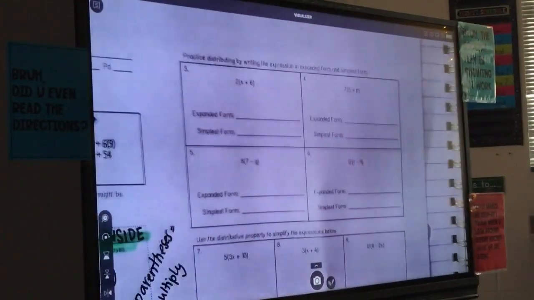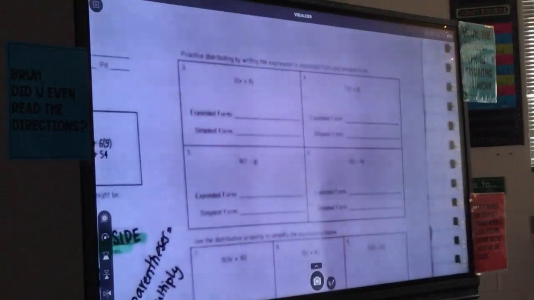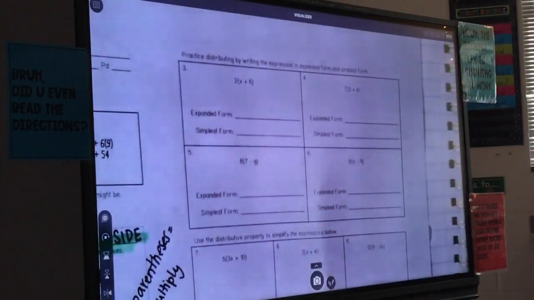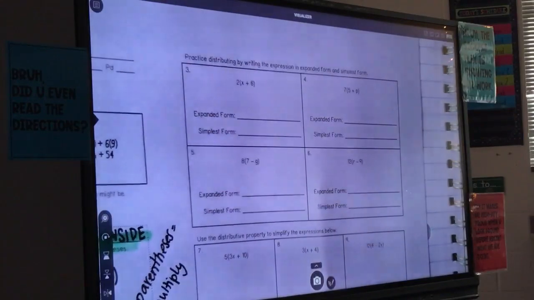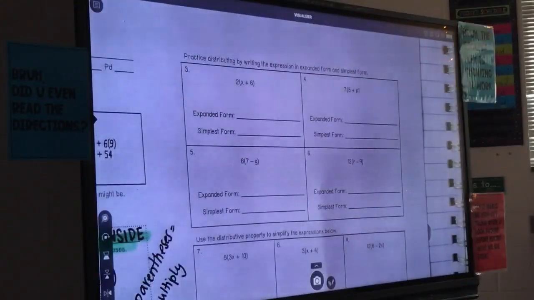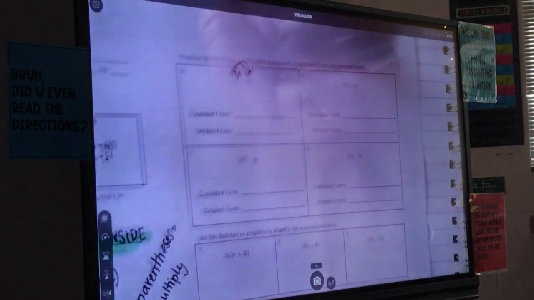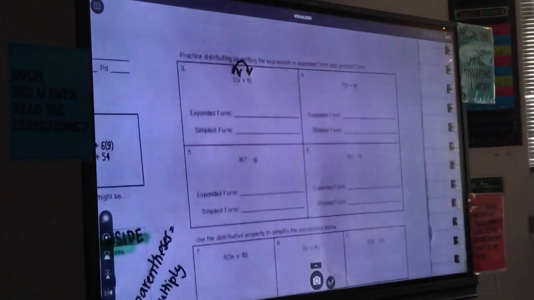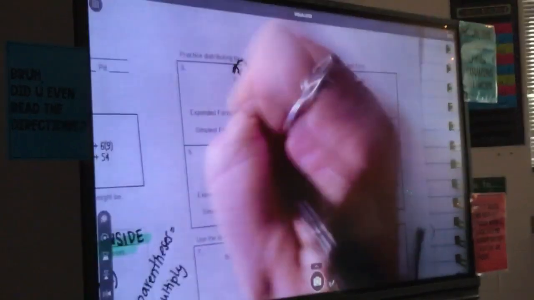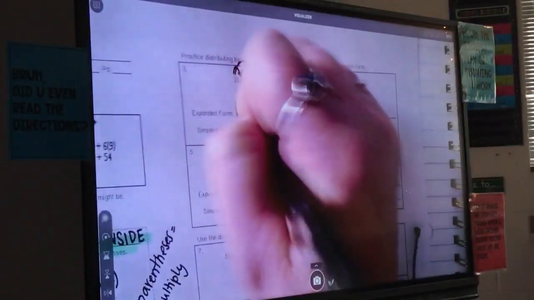All right, slide up to the top of the right page. It says practice distributive property by writing the expression in expanded form and then simplest form. Now, we're not solving, we're simplifying. So again, this is a simplification. I love that word. I don't even know if it's a real word, but I'm going to make it a real word. This is a simplification of a big expression to a small expression. Okay? So we're going to do 2 times x and 2 times 6. So on this line where it says expanded form, you're going to write 2 times x plus.